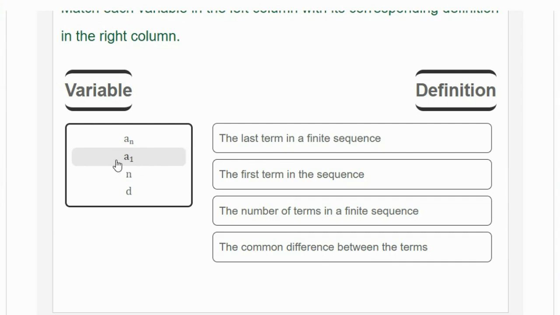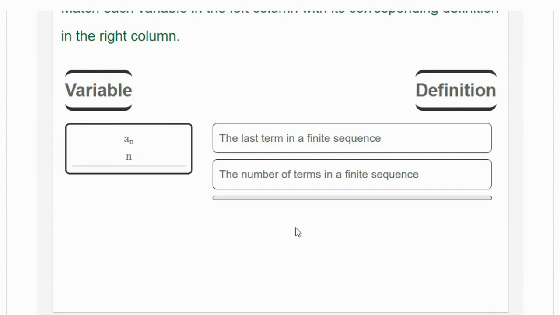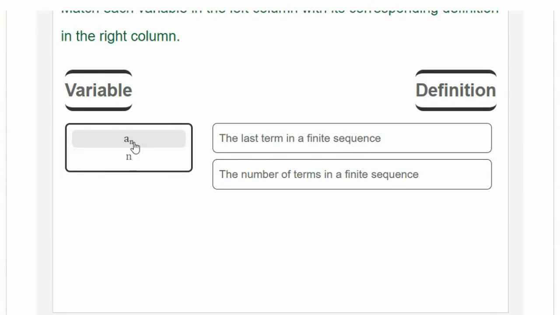A sub 1. A sub 1 we should definitely know, right? A sub 1 is the first term. A sub 1 is always the first term. That'll go away. What is D? D is always the common difference. So that gets us down to N and A sub N. One of those is the last term in a sequence. One is the number of terms in a finite sequence.